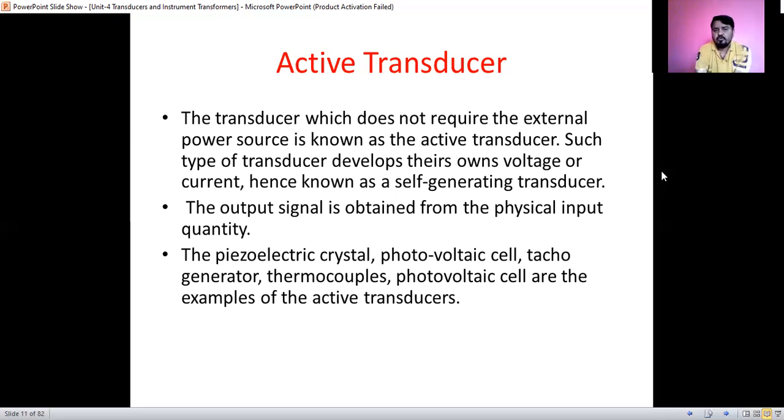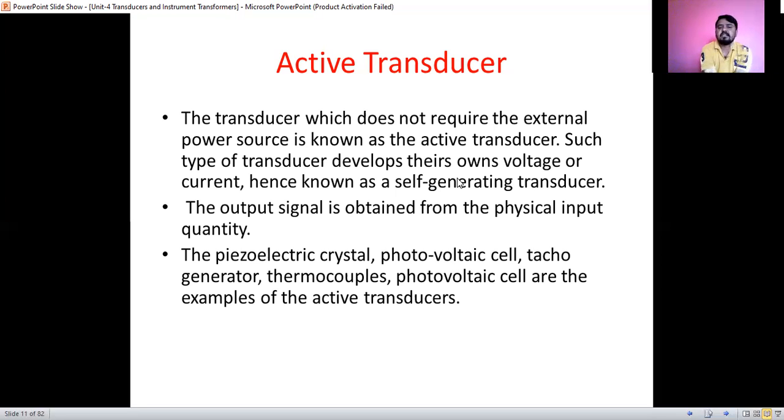The transducers which do not require an external power supply are known as active transducers. Such types of transducers develop their own voltage or current, hence they are known as self-generating transducers. The active transducers are also called self-generating transducers. In a thermometer, you may have seen that after touching, the liquid inside increases, and when the temperature decreases, it reduces. That is a self-generating transducer.